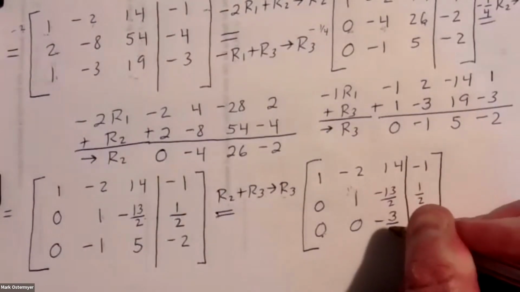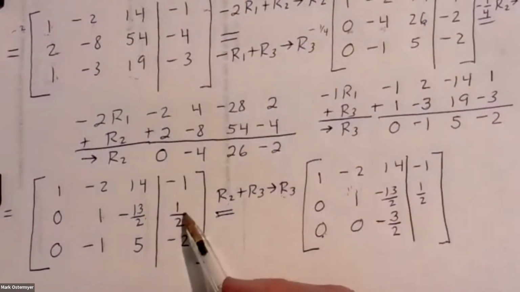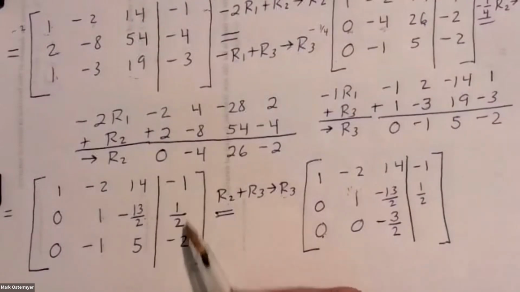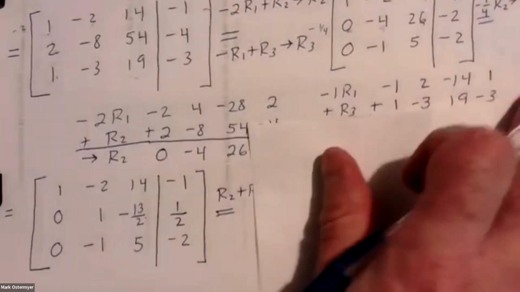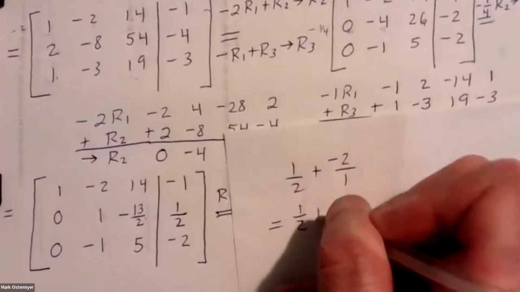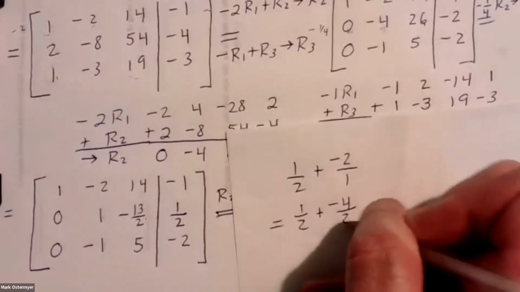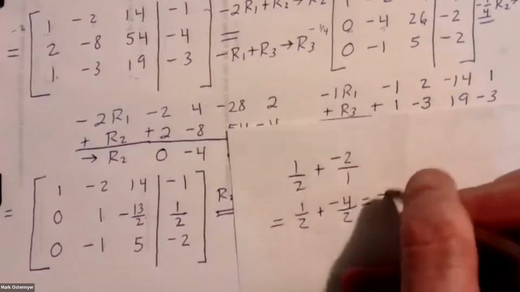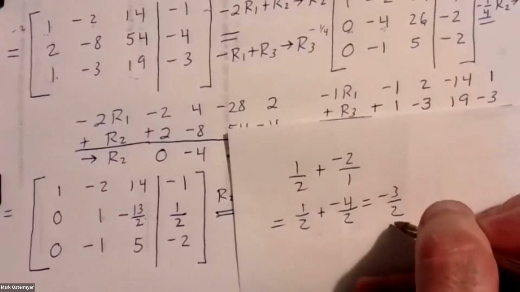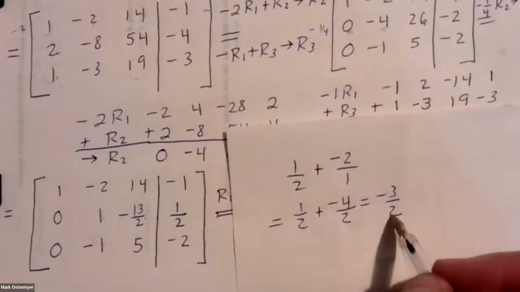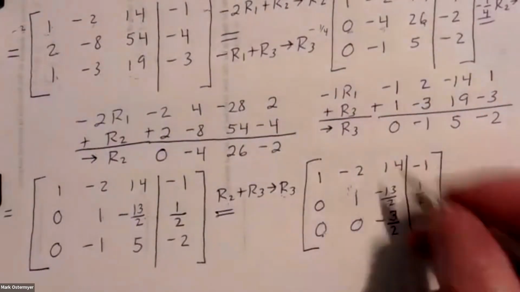Negative 3 halves. What's 1/2 plus negative 2? Isn't that really 1/2 plus a negative 4 halves? Right? Which is really negative 3 halves. So 1/2 plus negative 2 is negative 3 halves.